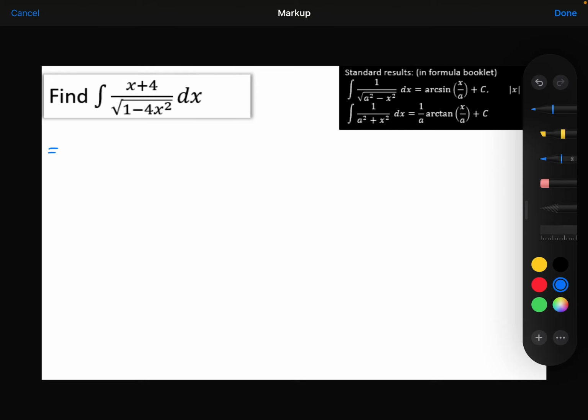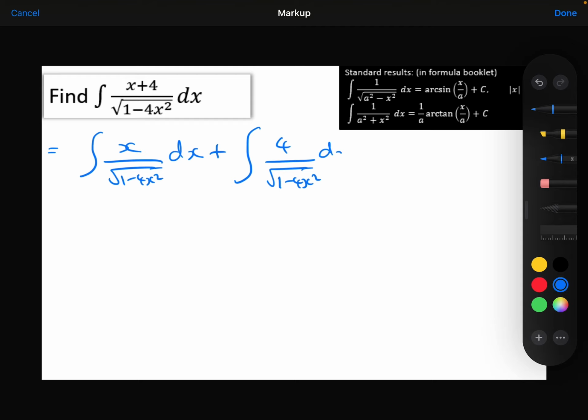I'm going to think of this as being the integral of x over the square root of 1 minus 4x squared plus the integral of 4 over the square root of 1 minus 4x squared. So I'm just splitting it up, and I can work those out separately and then add the results together.